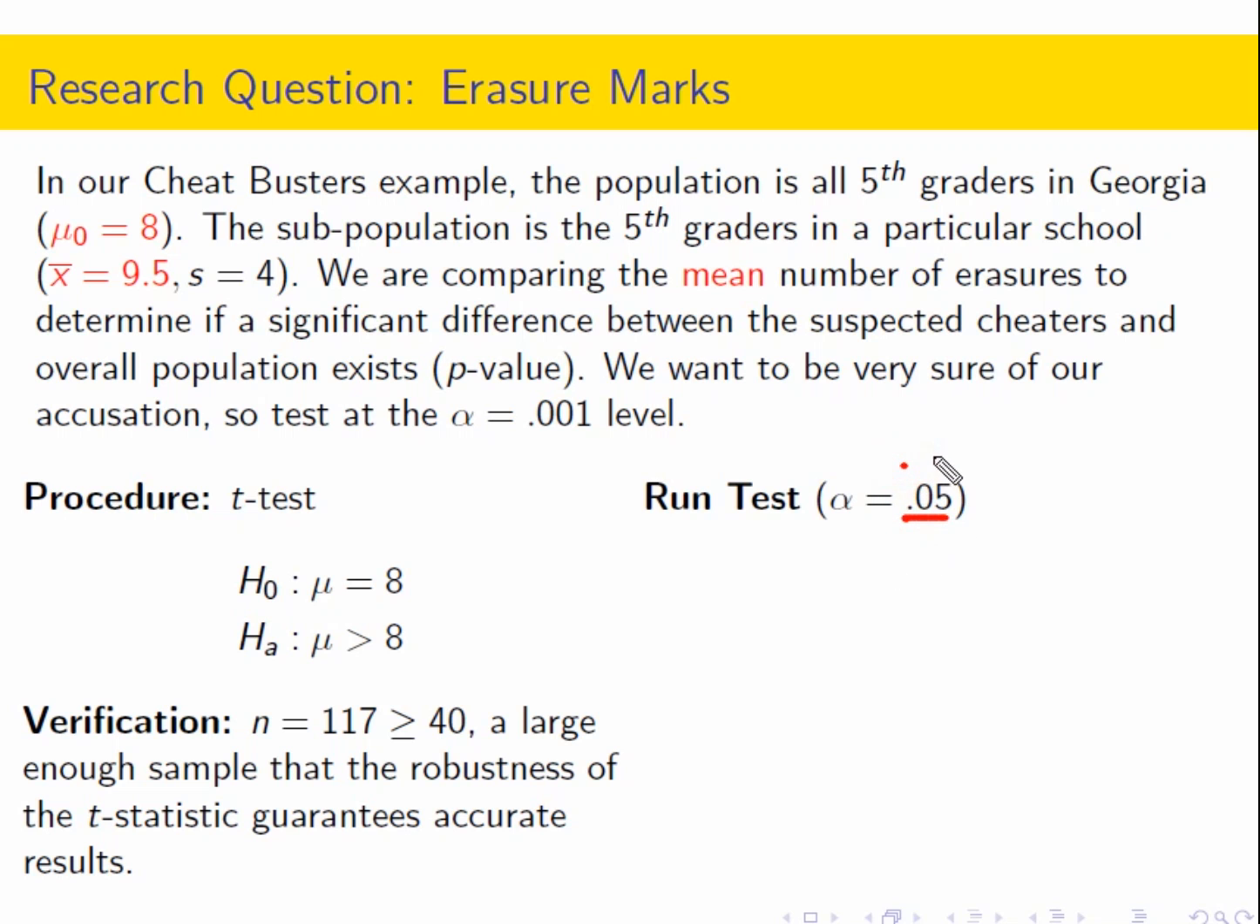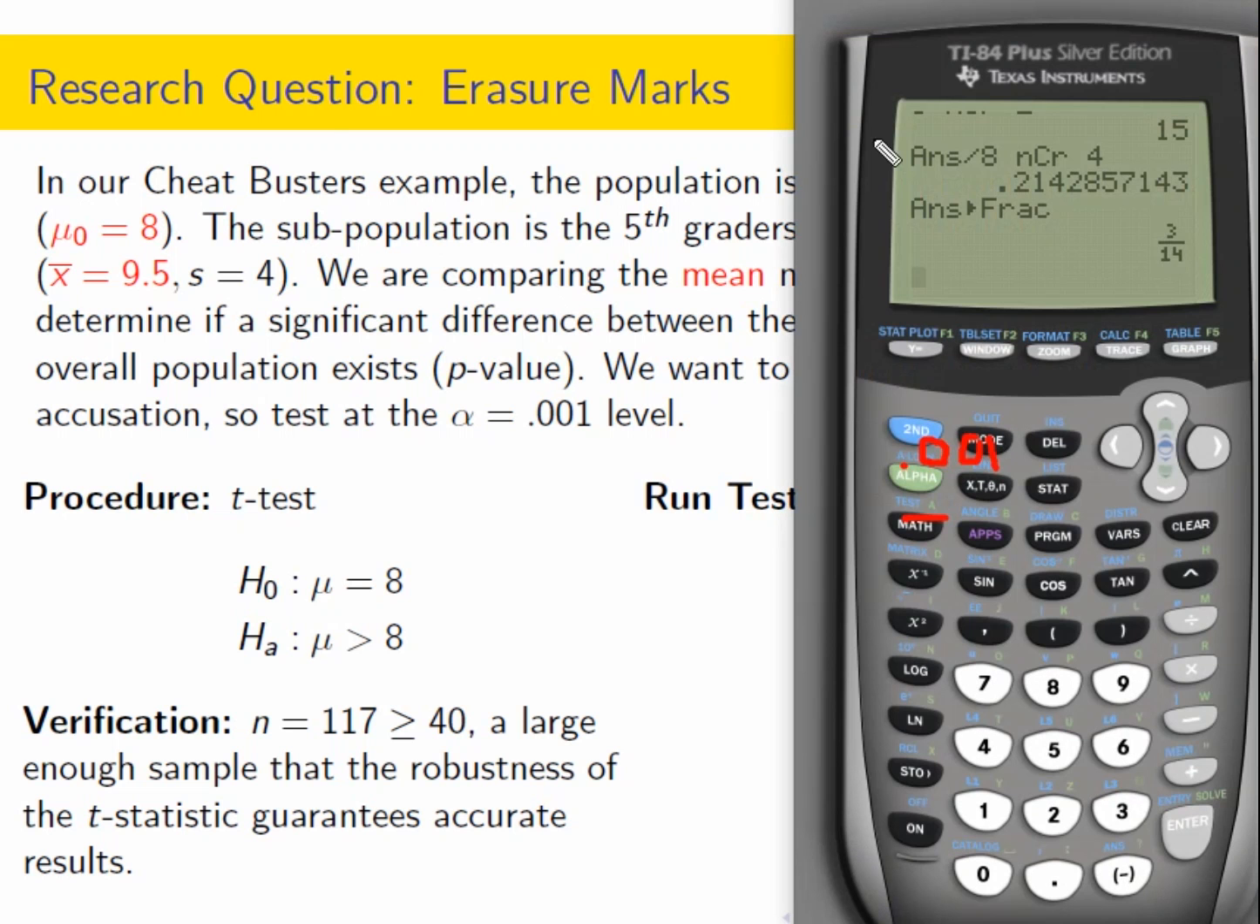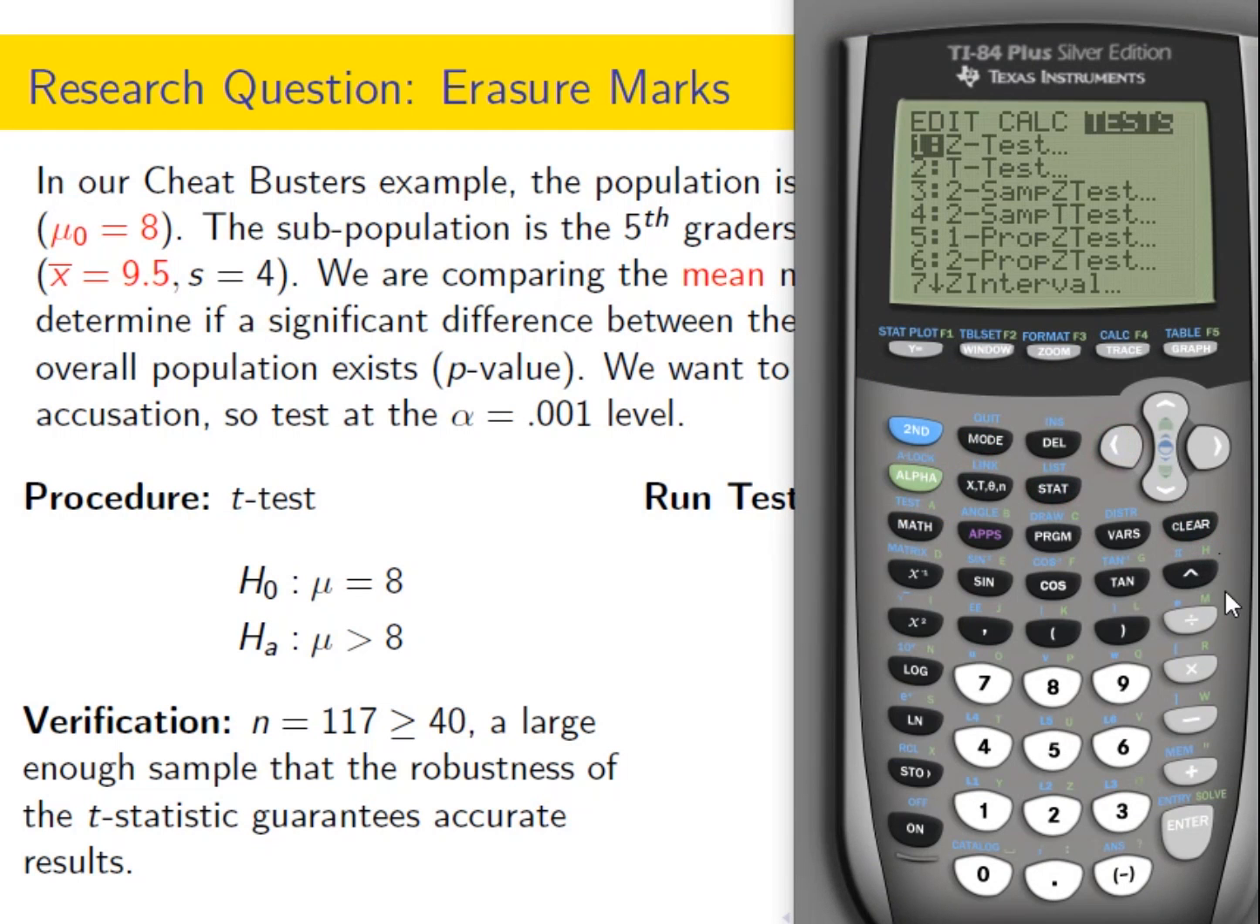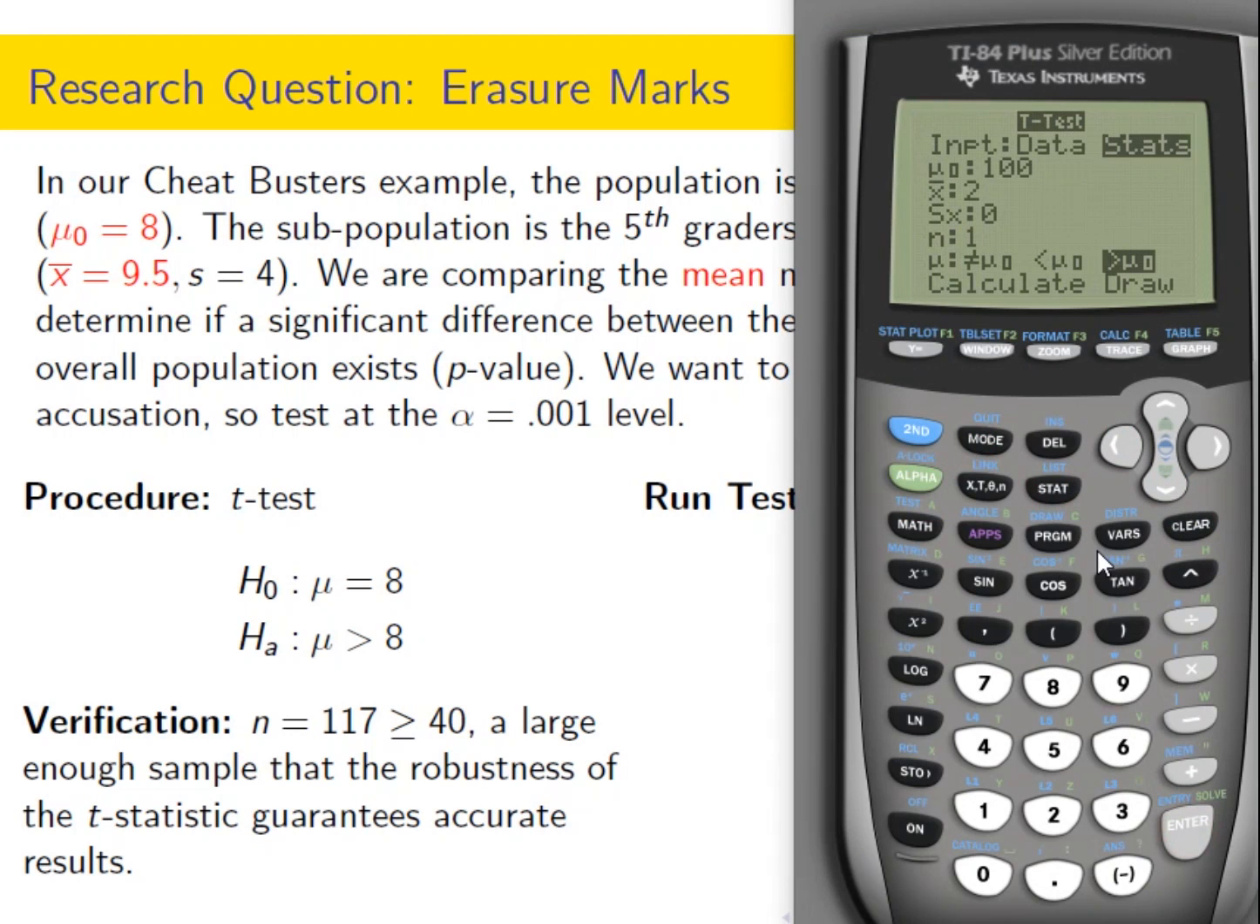Run this test at the 0.001 level. Let me show you how that works on the graphing calculator. So we're going to go to Stat, Tests, and this is the one-sample t-test. And all we have to do is put in the statewide population values. T-test. The average is 8. That's all I need. I put in the 8.